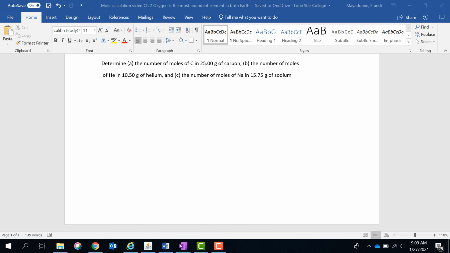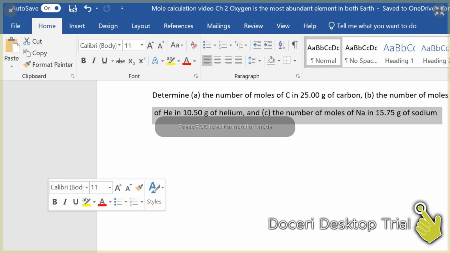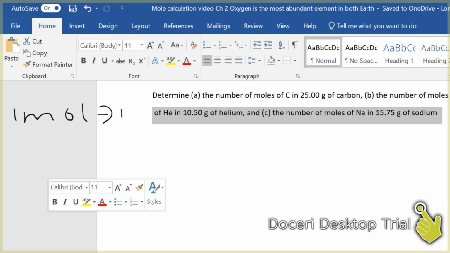Okay, my third question. Determine the number of moles of carbon in 25 grams of carbon. So what is the molar mass of carbon? Molar mass of carbon is 12. So if you have 1 mole, it is 12 grams, right? And now you don't have 12 grams, you have 25. So this is how I do the calculation.